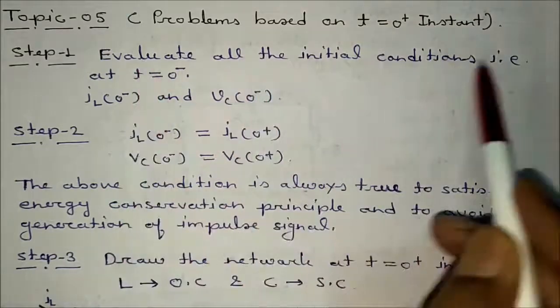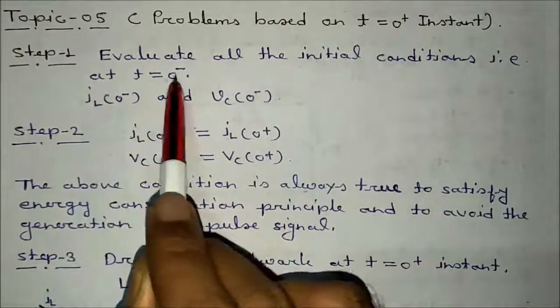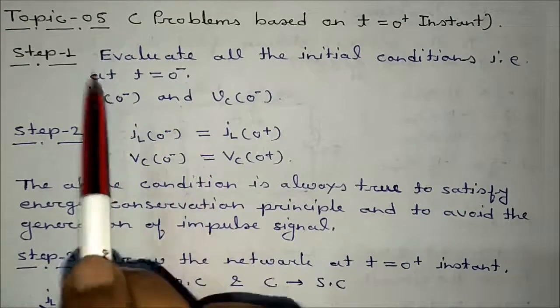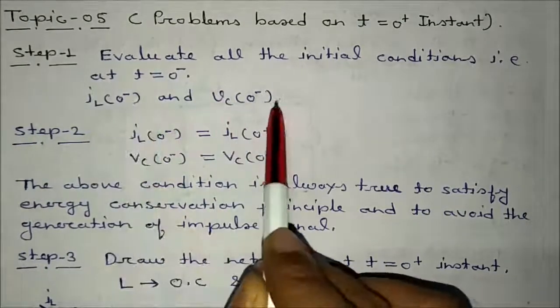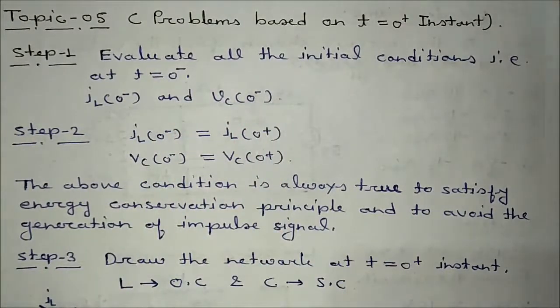Evaluate all the initial conditions, that is at T is equal to 0 minus. Okay, IL 0 minus and VC 0 minus, and we know how to calculate IL 0 minus and VC 0 minus. While calculating IL 0 minus, what will happen? Inductor will be shorted. Okay, while calculating the VC 0 minus, capacitor will be what? Short circuited. Is it okay?